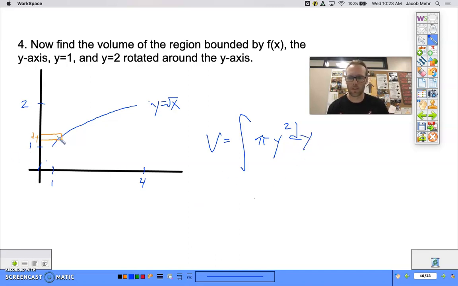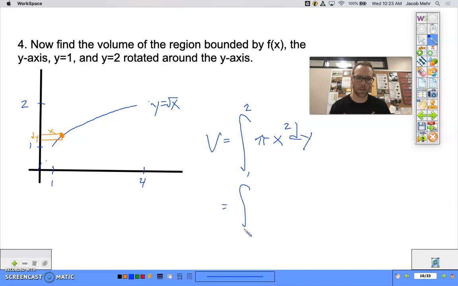This distance, the radius of our cylinder that gets rotated around, is no longer y, it's actually the x value, right? So here's my point. This radius is the x value, so it has to be pi x squared dy. And it makes sense that it's dy. We're rotating around the y-axis, and we're rotating from y's from 1 to 2. So you can go 1 to 2 here, because remember, we're integrating with respect to y's, so we want our bounds to be for y's. All right? So here we go.